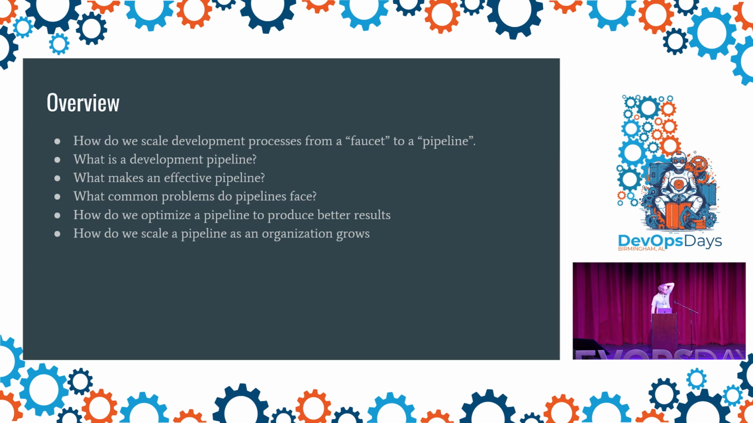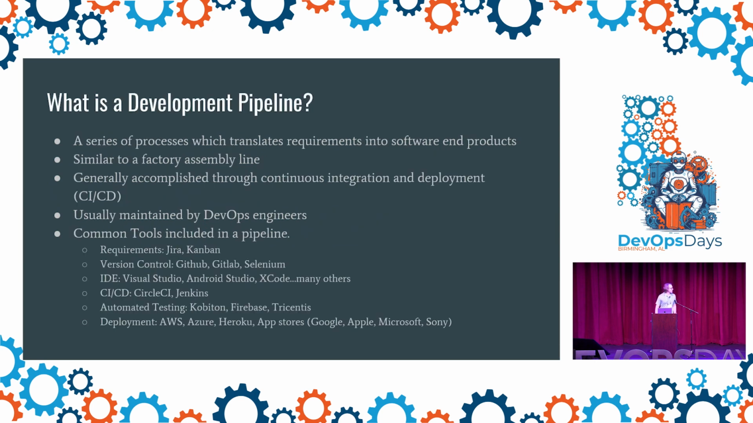So here's the overview. We're going to talk about how we scale development processes from a faucet to a pipeline. What is a development pipeline? What makes an effective pipeline? What common problems do our pipelines face? That's what all of us here do, right? We work as part of these pipelines, and we think about them. We wake up in a cold sweat at night as the solution to our issues comes to us. So how do we optimize these pipelines, and how do we scale them as our organization grows? These are the questions that drive our business.